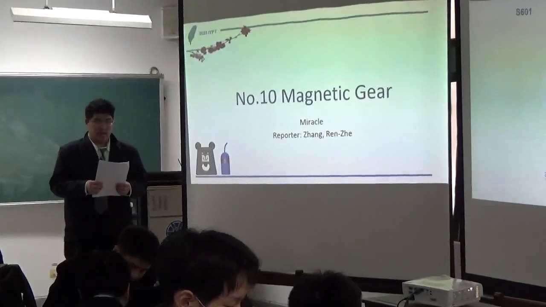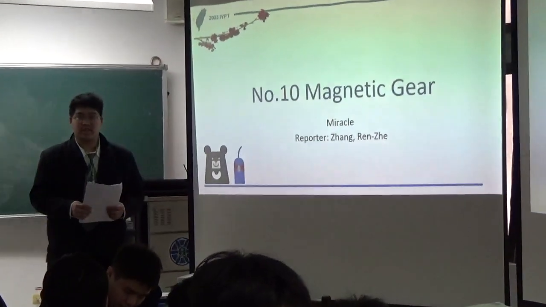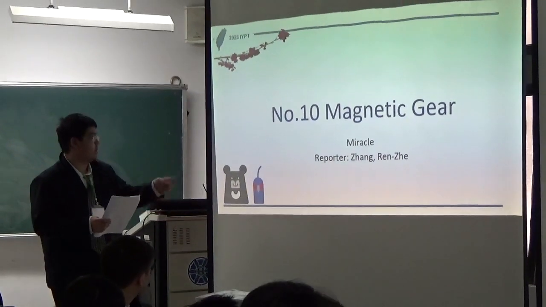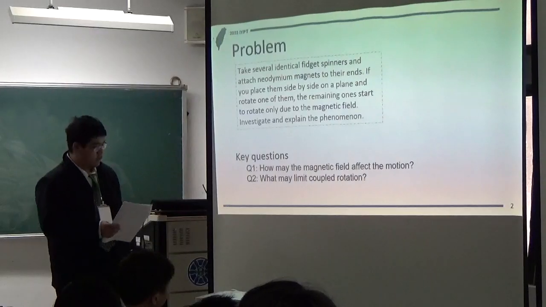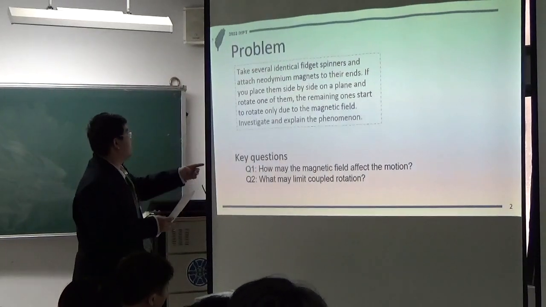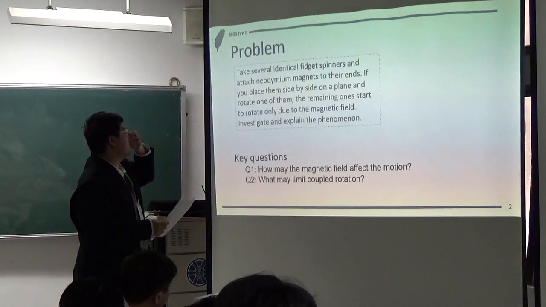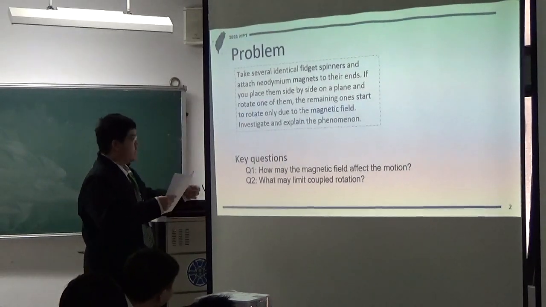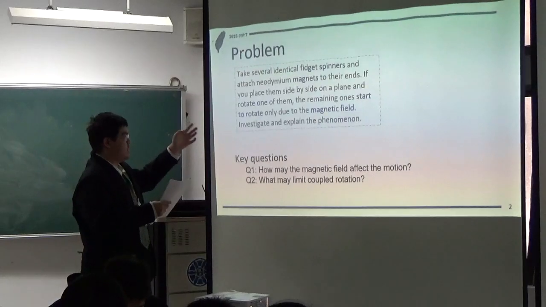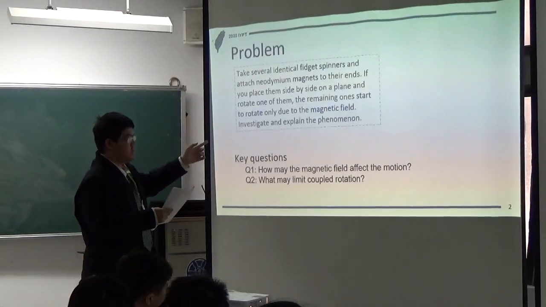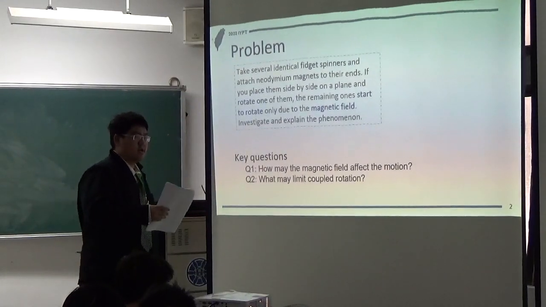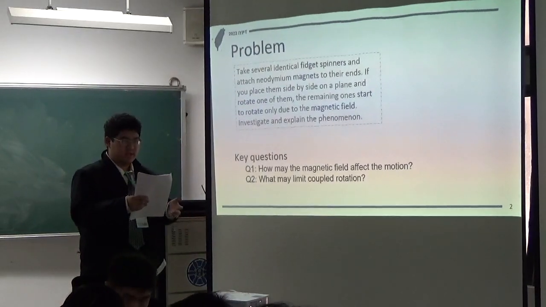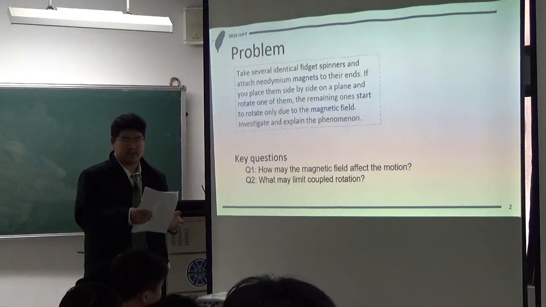Hello everyone, I'm Zhang Renzhe and I'm going to present problem 10, magnetic gear. The problem statement is about several identical fidget spinners, and there are some words in different colors. These are the words we consider as focuses.